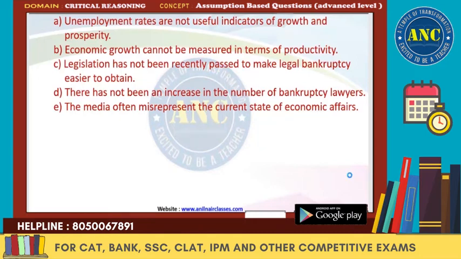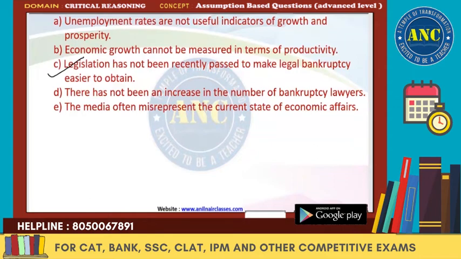Look at option A. Unemployment rates are not useful indicators of growth and prosperity. This statement does not have to be true for the claim that the media are wrong about the economy to hold. Even if unemployment rates are useful indicators of growth and prosperity, the media could still be wrong about the economy. Option B. Economic growth cannot be measured in terms of productivity. Now, again, this does not have to be true for the conclusion to hold. Why? Because productivity could be a good measure of economic growth, but the media could still be wrong about the economy.